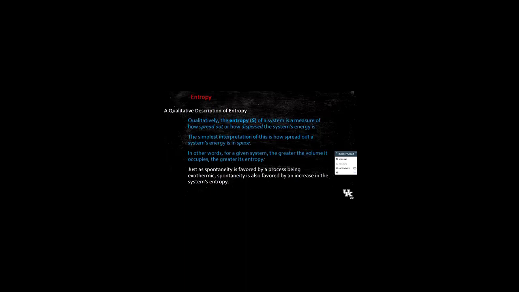And just as spontaneity is favored for an exothermic process, spontaneity is also favored for an increase in the system's entropy. Now, here's the key to that sentence: system's entropy. What you're focused on studying is the system's entropy. The greater the disorder in the system, the more likely it is to be spontaneous. So you know this. Up here we have a diagram where all the gas molecules are on one side of the container. We have a barrier there. When we remove the barrier, those gas molecules are going to spontaneously occupy that additional space. Same thing as this container that we've talked about.